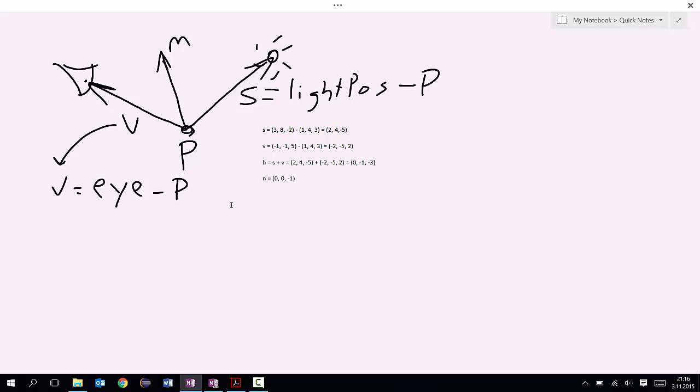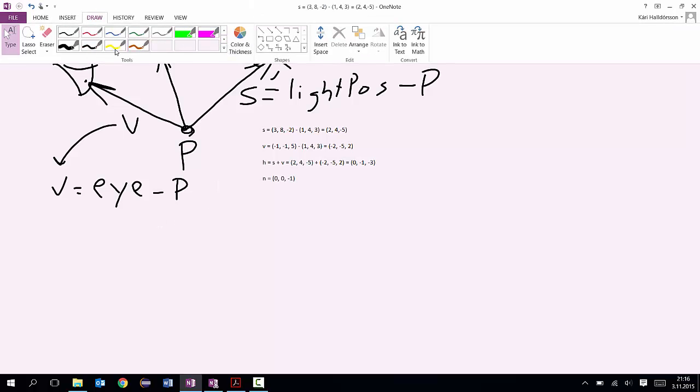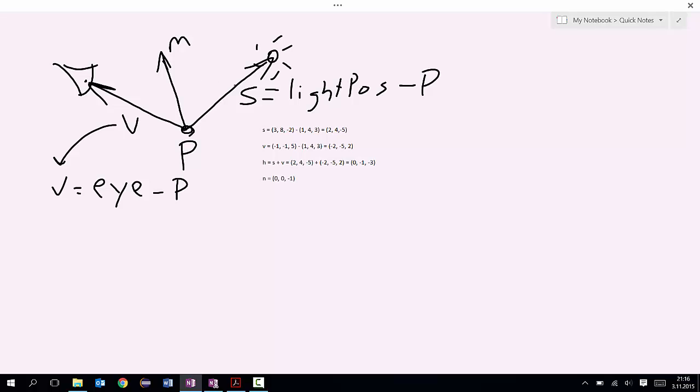So the next thing we need to do is the factors that we're interested in, because we're not really going to calculate this with these vectors here. We need to use those to get the factors that are the intensity factors for the diffuse part and for the specular part. And the diffuse part is simply this angle here. So we're going to be looking at the cosine of the angle between the normal and the direction to the light.